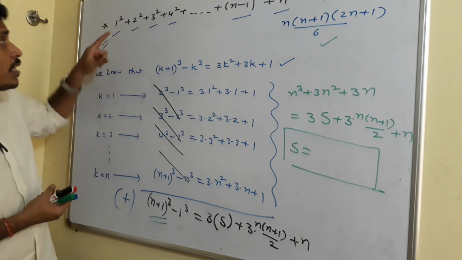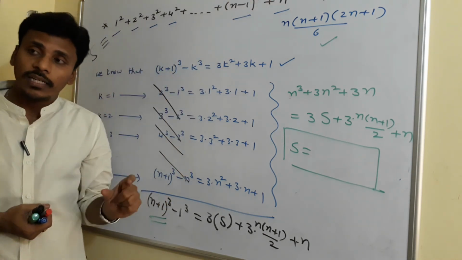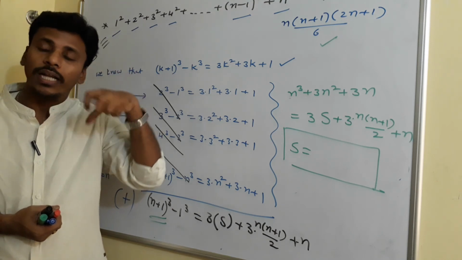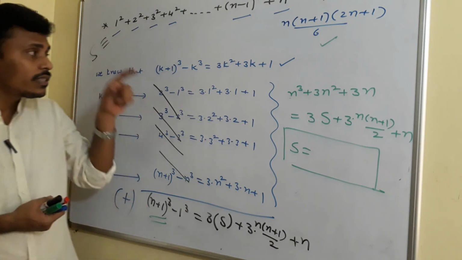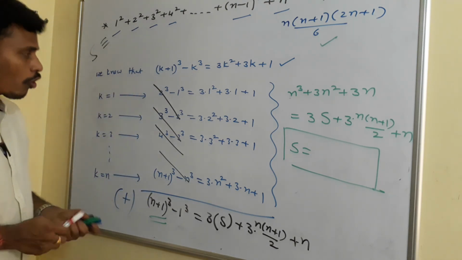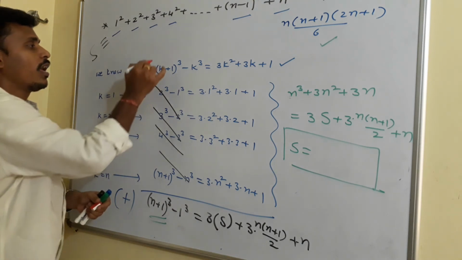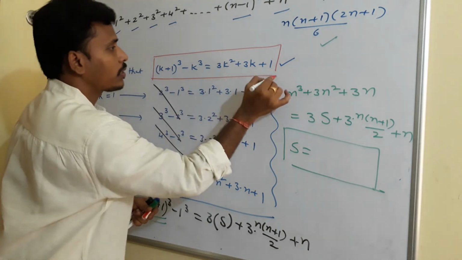Have a look at this. Since they ask you to find the sum of the squares of the first n naturals, to find that you first need to consider an identity. That identity has universal acceptability. That means it is true everywhere at any time in all cases. And the particular identity we are utilizing here is k plus 1 whole cube minus k cube is equal to 3k square plus 3k plus 1.